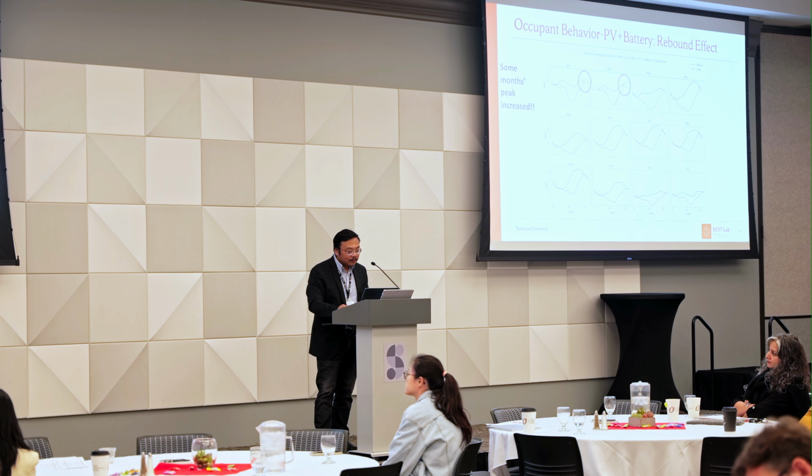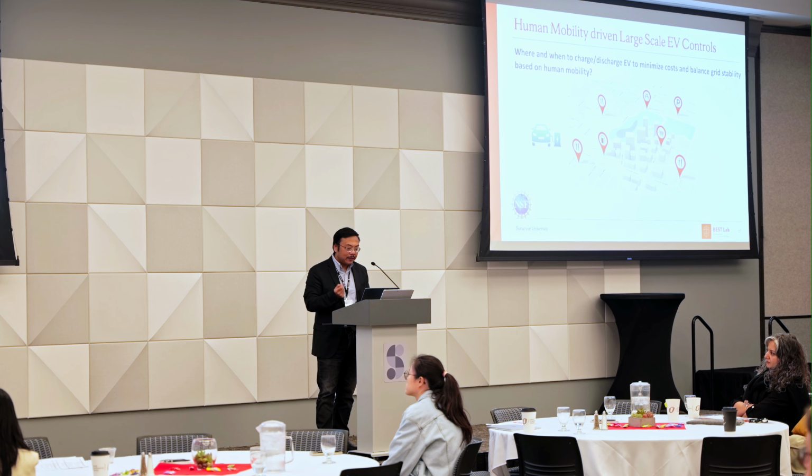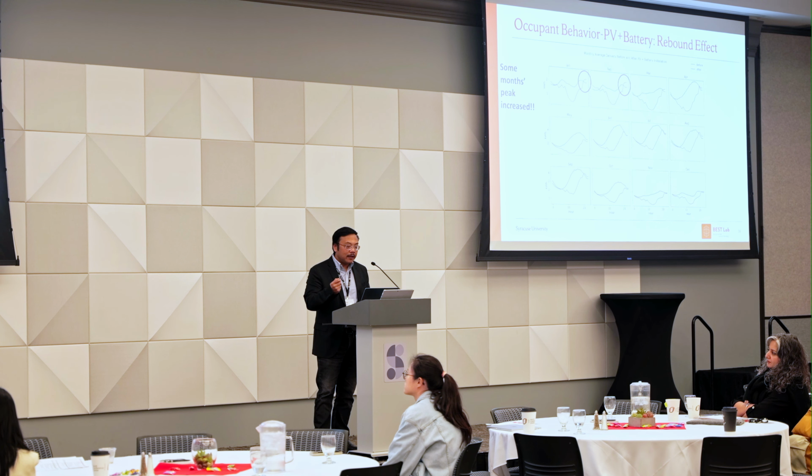So based on that, we try to develop human mobility-driven, large-scale EV controls. We look at where and when to charge and discharge the EV system to minimize cost and also balance grid stability based on human mobility. Because imagine that everybody controls their EV and wants to charge whenever they can. Then in the future, when there are a lot of EVs on the grid, the grid will lose management and it will cause blackouts.